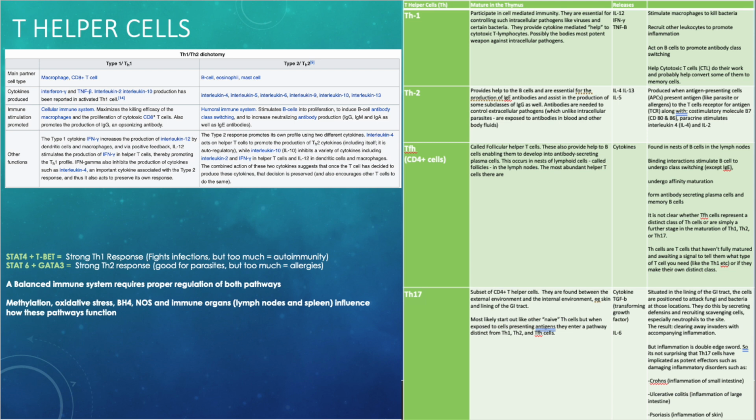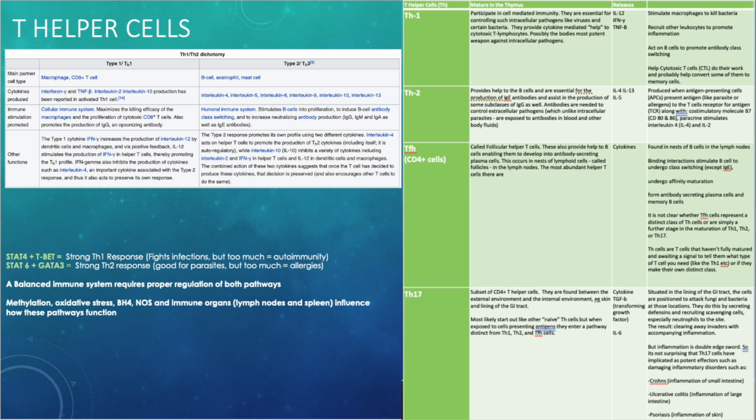Now, the TFH, these are called follicular helper T cells. These also provide help to B cells, enabling them to develop into antibody-secreting plasma cells. This occurs in the lymphoid tissue, in what are called follicles in the lymph nodes. They are the most abundant helper T cells there are, and they also release cytokines. They are found in nests of B cells in the lymph nodes.